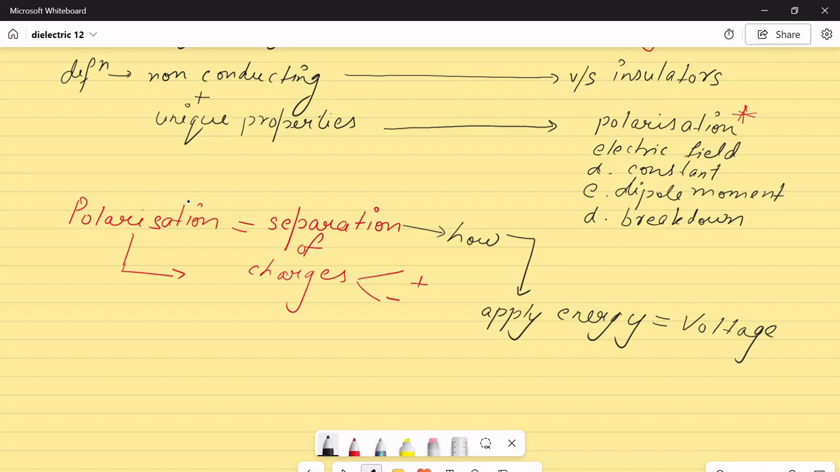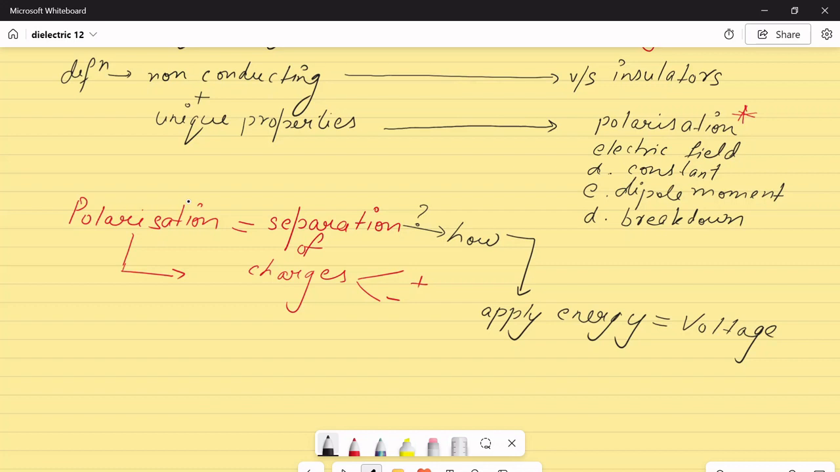Voltage and electric field are also somewhat synonymously used, but here we will also understand the difference between the two, because electric field is a term which is often used in this topic. So let us understand polarization again. So far we have understood that polarization means separation of charges. What kind of charges? Positive and negative. But the question is, how are they separated? In order to separate them, we need some kind of voltage, which is energy.